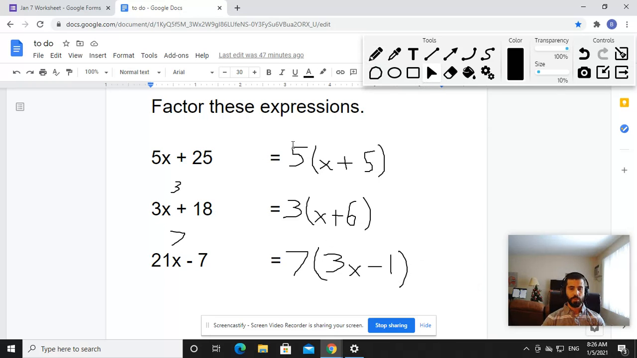Okay, I've worked a few examples. Go back, watch them over and over as many times as you need to get these problems right on your worksheet.